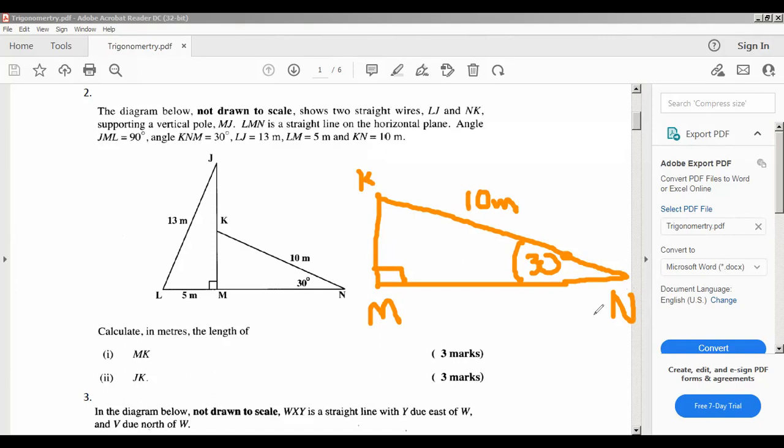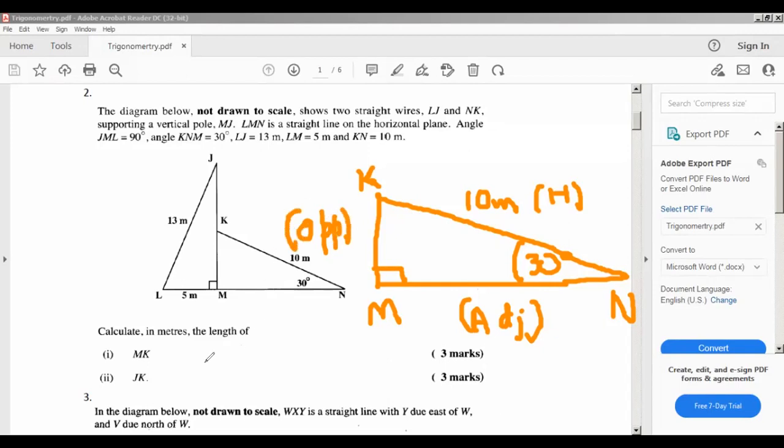All right, now let us label this triangle. Which side is the hypotenuse? 10, that's the hypotenuse. Which side is the adjacent? MN. Very good. KM is the opposite. If you try to follow it in that order, you're not going to get mixed up.